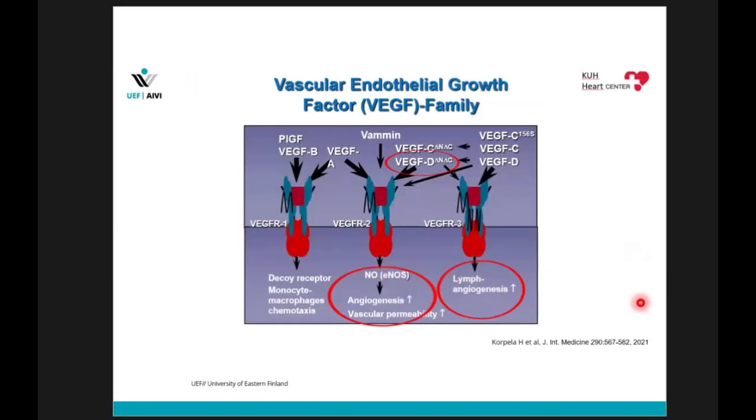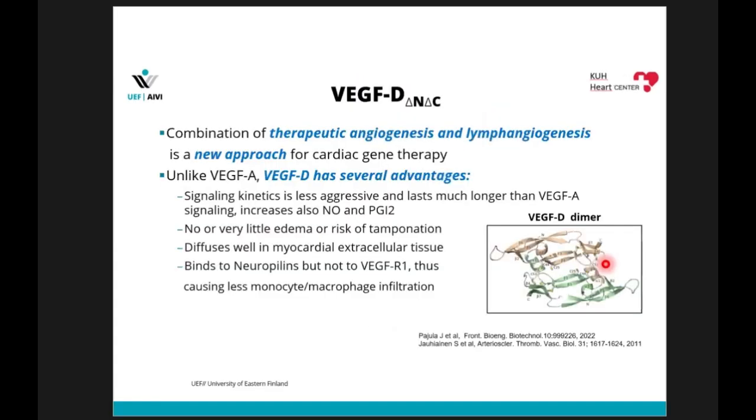And just to double check this VEGF receptor signaling picture, we use here VEGF-D delta N delta C, which is a proteolytically activated form of the full-length VEGF-D. And this proteolytically activated form binds both receptor 3 and receptor 2. So it's both angiogenic and lymphangiogenic. We've done a lot of signaling studies with this VEGF-D molecule. And I can say that this is a combination of therapeutic angiogenesis and lymphangiogenesis, and it's a new approach for cardiac gene therapy.